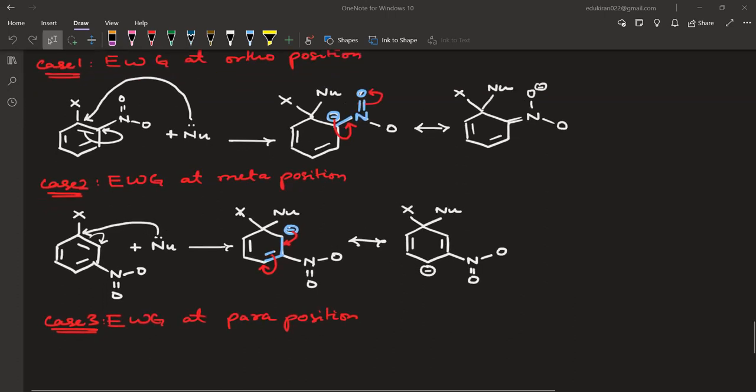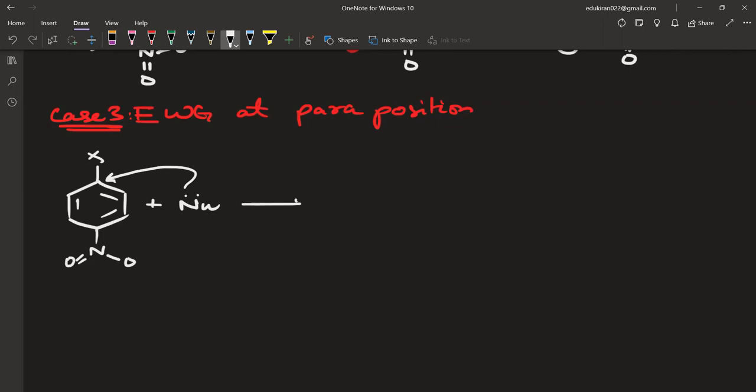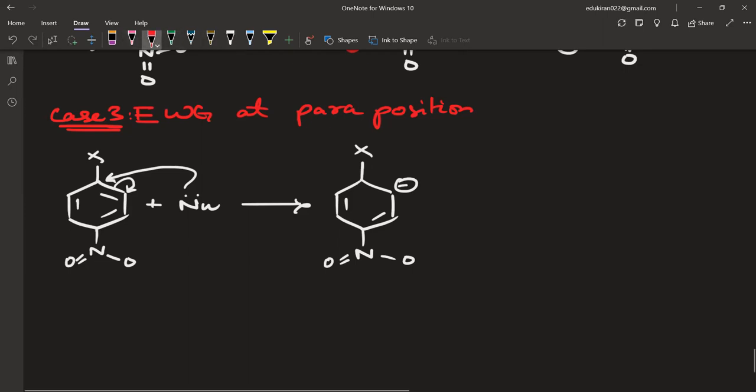Now, what will happen at the para position? We'll have the same benzene ring, with a halogen, nucleophile, interacting on the carbon containing halogen. This pi bond is breaking and going to this carbon atom, forming a negative charge. X double, single, negative, nitrogen double bond O, single bond. So now here you can see that A double bond B, single bond C, the negative charge. So resonance. This is coming here, and this pi bond will be broken and it will go to this carbon atom here.